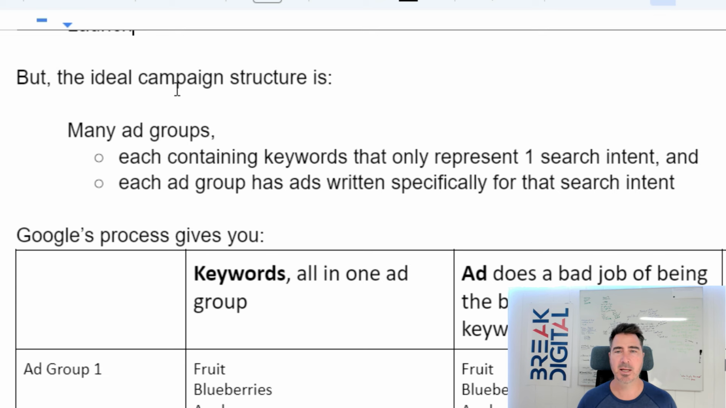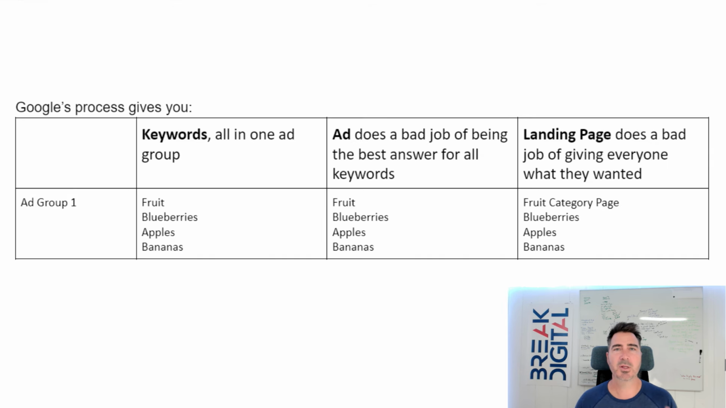The ideal campaign structure has many ad groups, and each ad group contains keywords that represent only one search intent, and each ad group has ads written specifically for that search intent. So let me give you an illustration here. Using the steps in Google's search campaign setup process, you'll end up with one ad group and all of your keywords in that ad group. Then you'll have to write an ad that will answer all of those keywords, all of those queries.